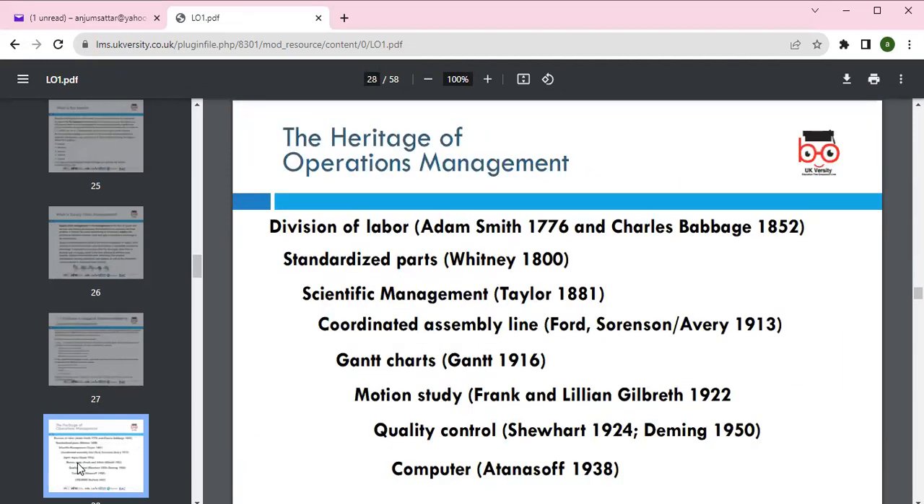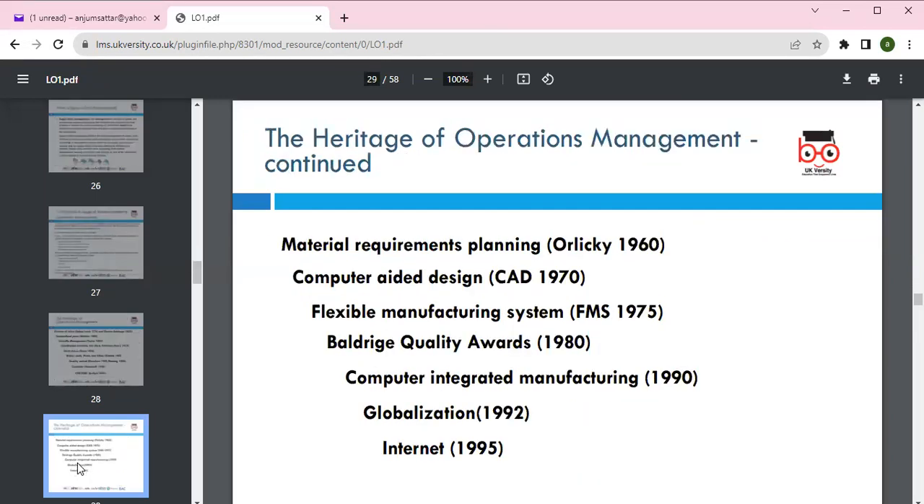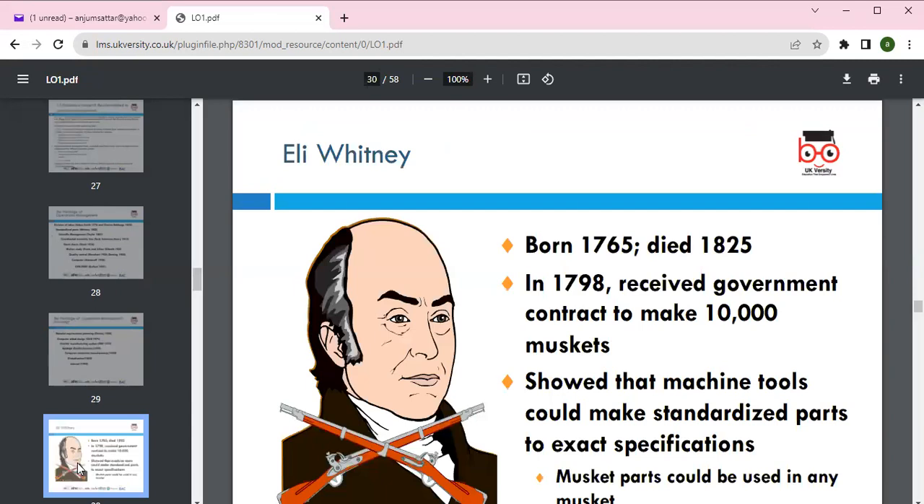So the history of operational management: Adam Smith, Charles Babbage, and the standardized and scientific school, F.W. Taylor, Ford, and Henry Gantt with the Gantt chart, who gave motion studies and quality. These are all the authors who gave operations ways to improve. Later, material requirements planning, CAD (computer aided design), and manufacturing systems, and then globalization and the internet.